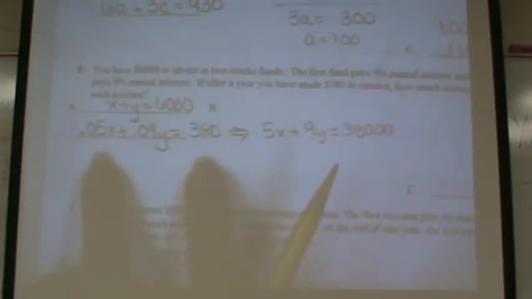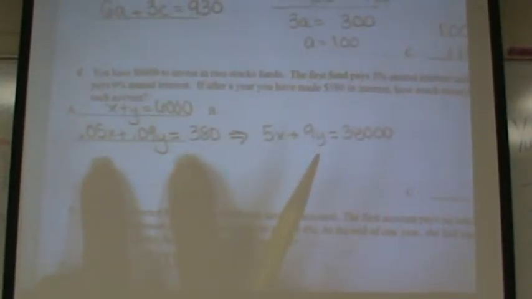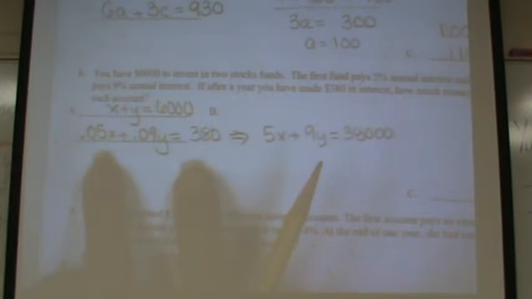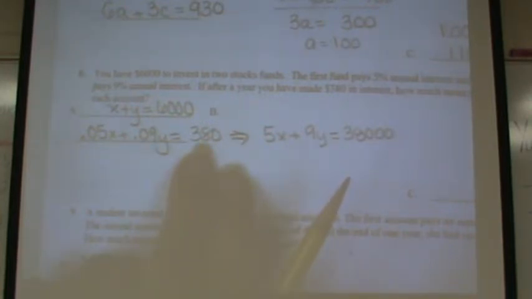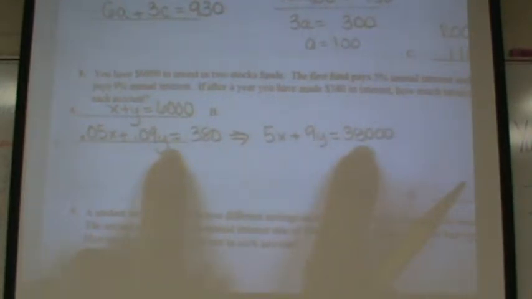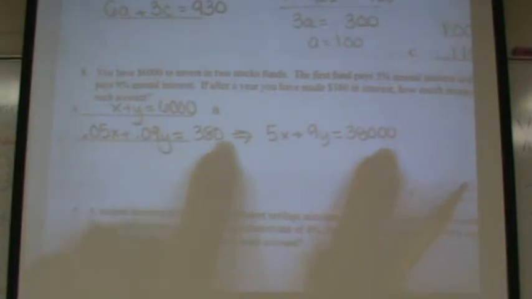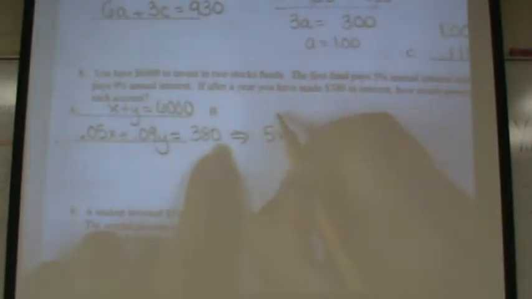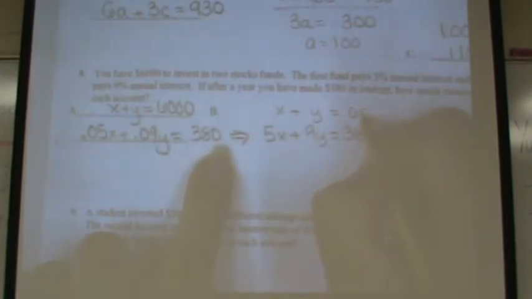Next one, we're investing $6,000 in two accounts. We've established the two equations, x plus y is 6,000, and 0.05x plus 0.09y is 380. So this we converted to 5x plus 9y equals 38,000. We multiplied everything by 10 here, did that in class.